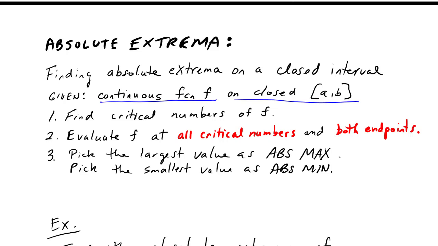So this is the procedure we're going to do. We're going to find all the critical numbers of f. We're going to evaluate f at all critical numbers. I should have said here, in the interval. So we're only concerned about ones that occur in the interval and at both endpoints. Then we're going to pick the largest value as the absolute max and the smallest value as the absolute min, and that's how we find them.